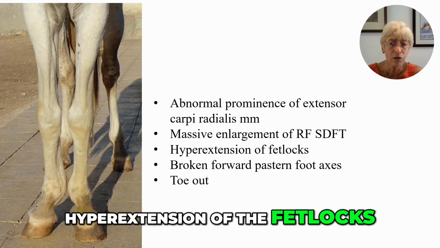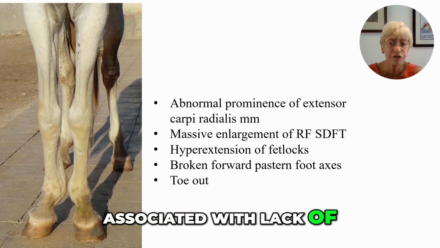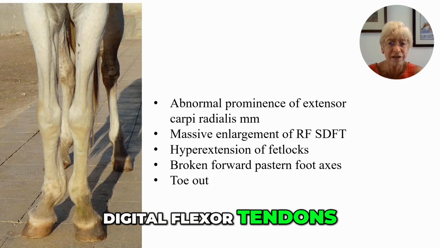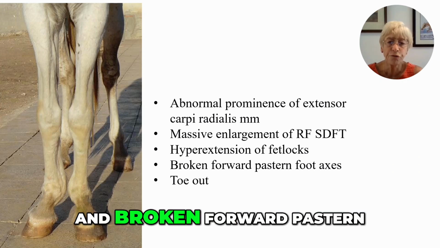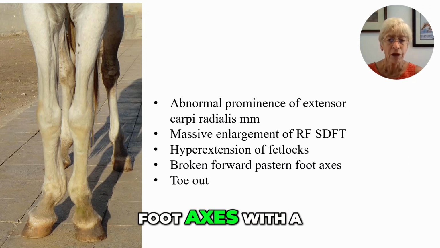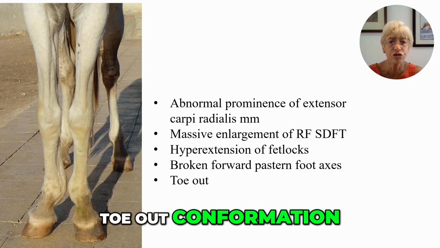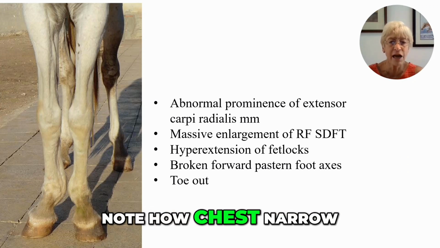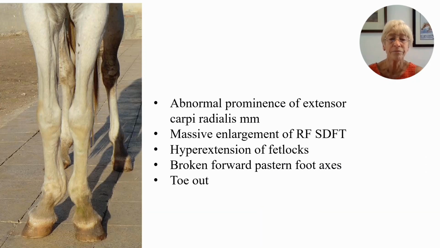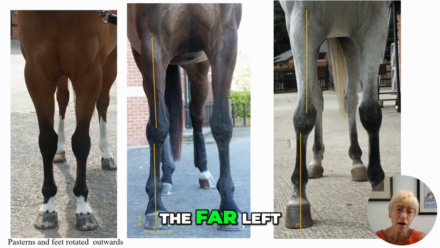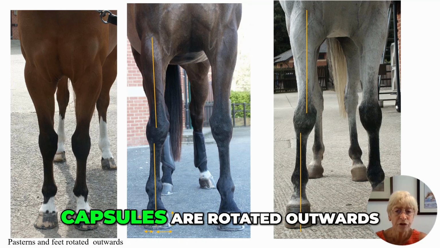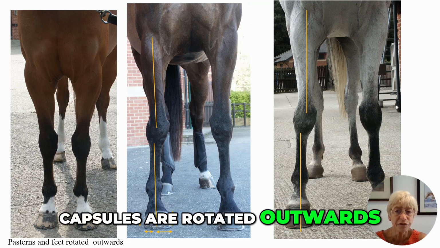Hyperextension of the fetlocks, associated with lack of support from the superficial digital flexor tendons, and broken forward pastern axes with a toe out conformation. Note how chest narrow this horse is as well. In the horse on the far left, we can see that the pasterns and hoof capsules are rotated outwards.